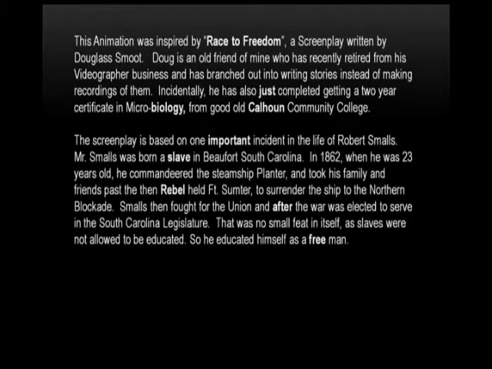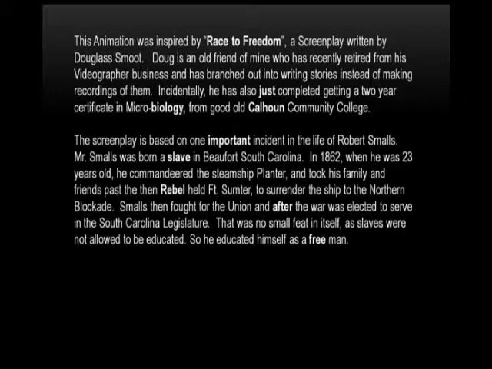The screenplay is based on one important incident in the life of Robert Smalls. Mr. Smalls was born a slave in Beaufort, South Carolina. In 1862, when he was 23 years old, he commandeered the steamship Planter and took his family and friends past the then rebel-held Fort Sumter to surrender the ship to the Northern blockade.